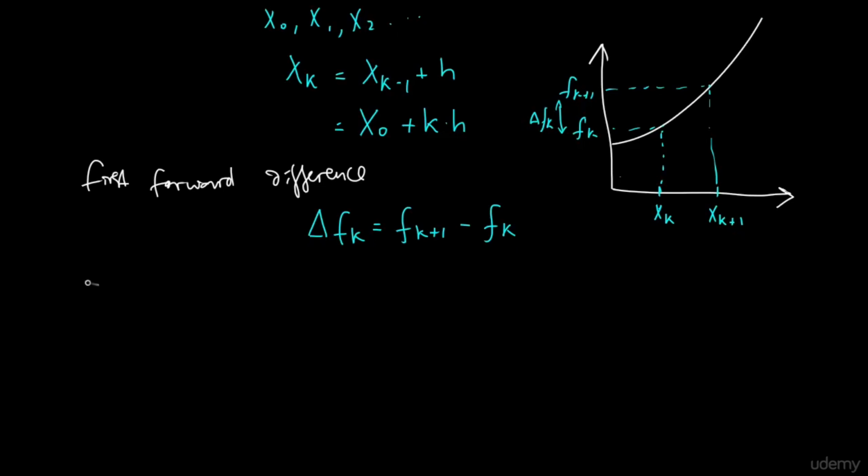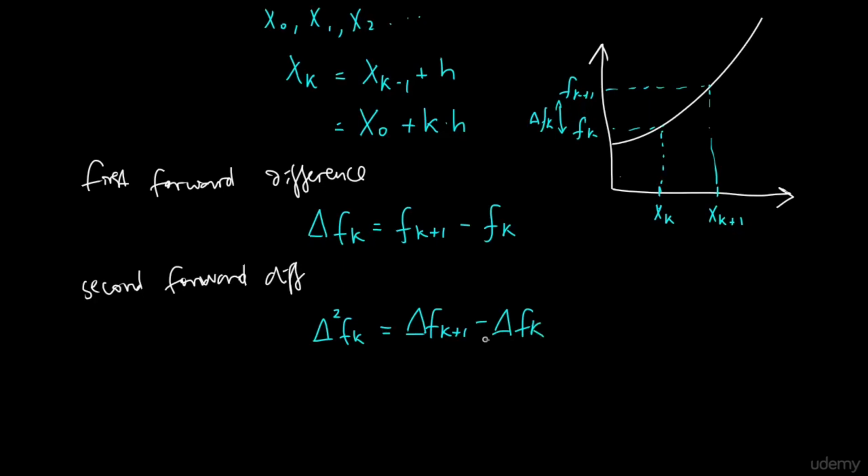And then we can define the second forward difference. So the second forward difference is as follows. That's going to be delta squared fk. So delta squared fk is defined as the difference between the deltas at k and k plus 1. So that's essentially delta f k plus 1 minus delta fk. And we can sort of go on with this and define the higher forward differences.